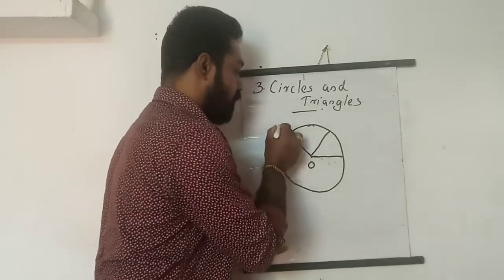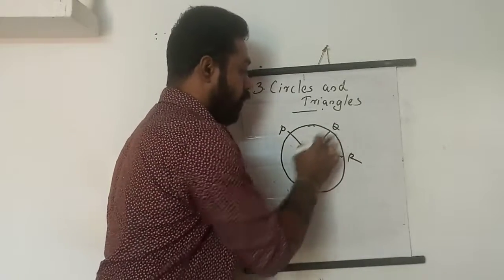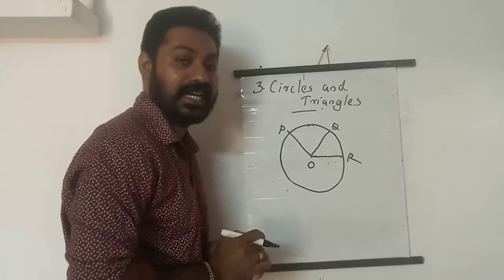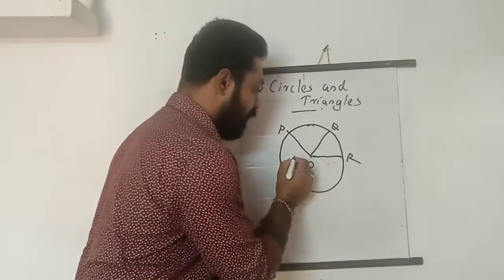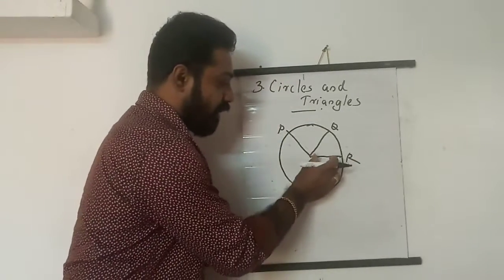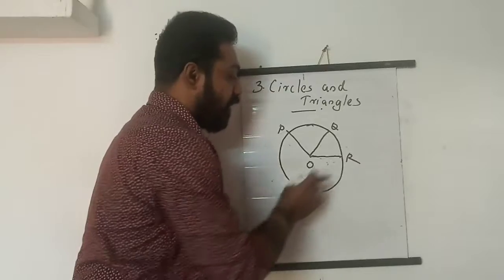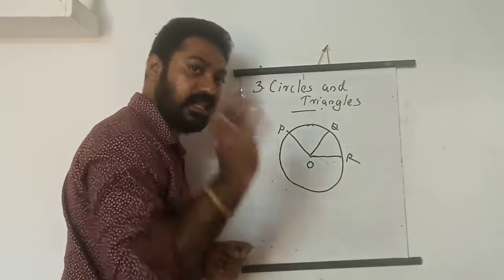Radii can be represented by points P, Q, R, so OR, OQ, OP are all radii of the circle. And what is the relation between radius and diameter? Here OR is the line segment which connects the center of the circle and a point on the circle. That is called the radius.